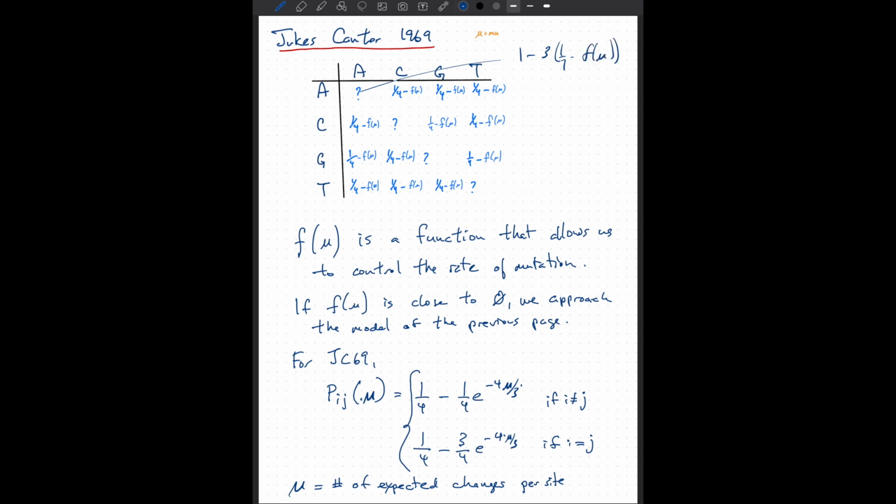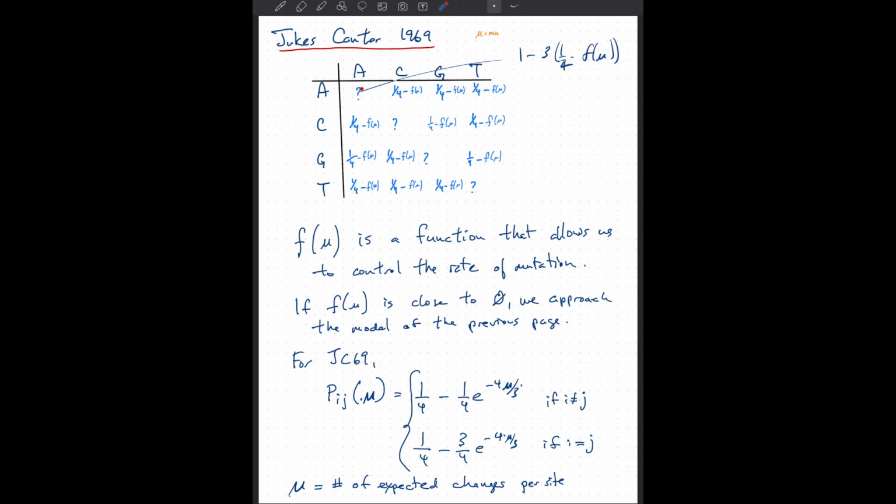So I don't need to fill in that entry on the diagonal. It's easy to figure out what that should be because it's determined by the other guys. Now, if I choose f at mu to be close to 0, then this is going to approach 1/4, right? Everywhere. And so that's going to make this A also be 1/4, right? So it's exactly the example of the previous page. And that's going to mean that there's a very high rate of evolution, right? There's a lot of mutations at every site.